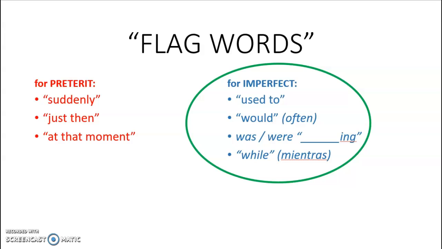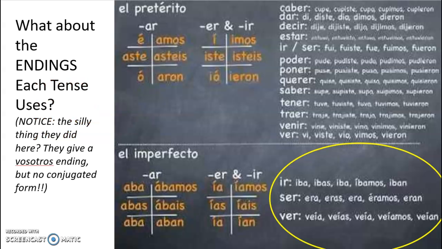Probably something, in fact, that interrupted some background action. So hopefully you're getting the idea here. Now, if you ask, what about the endings for each tense? We have them listed right here. And unlike our kind of straight list of 6, they have the 3 on 3.